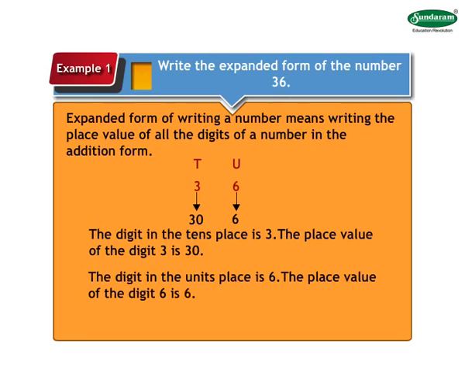Now, let us learn how to write the number 36 in the expanded form. To write the number 36 in the expanded form, we have to write the place value of the digit 3 and the place value of the digit 6 in the addition form. As the place value of 3 is 30 and the place value of 6 is 6, the expanded form of the number 36 is equal to 30 plus 6.